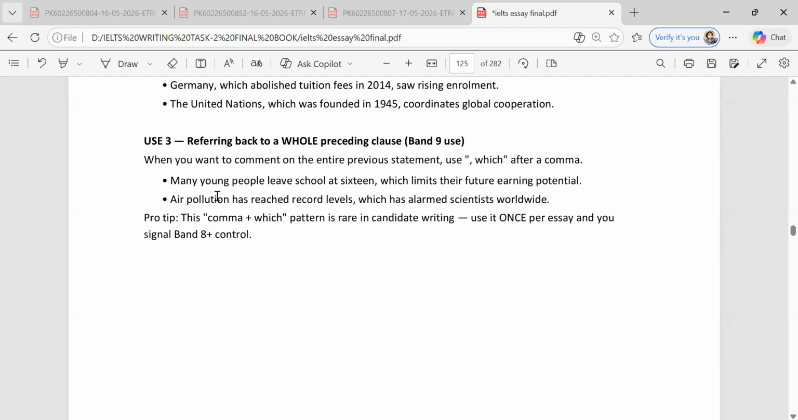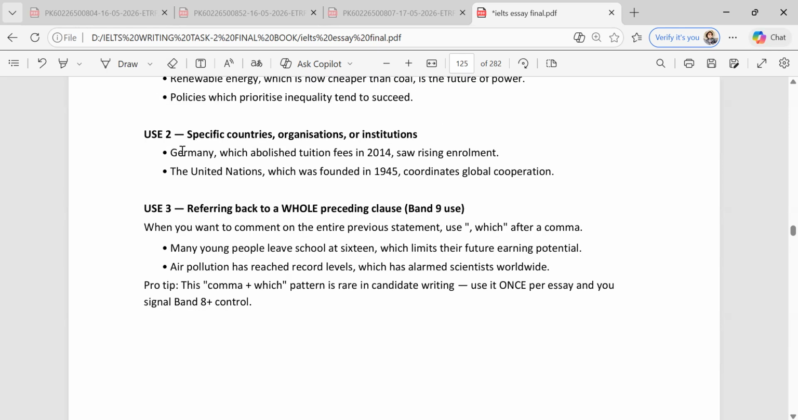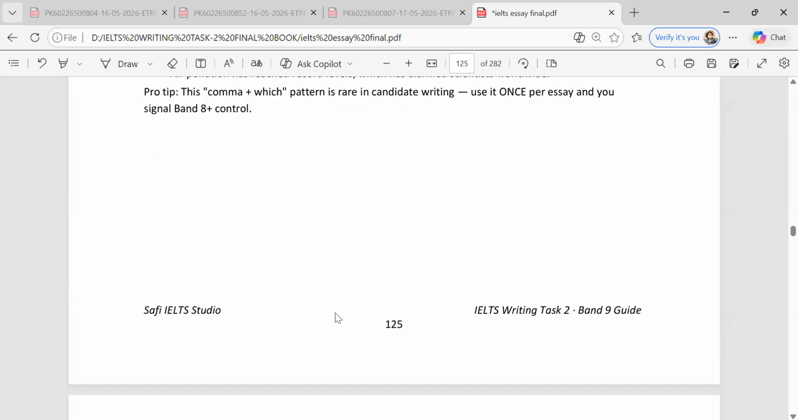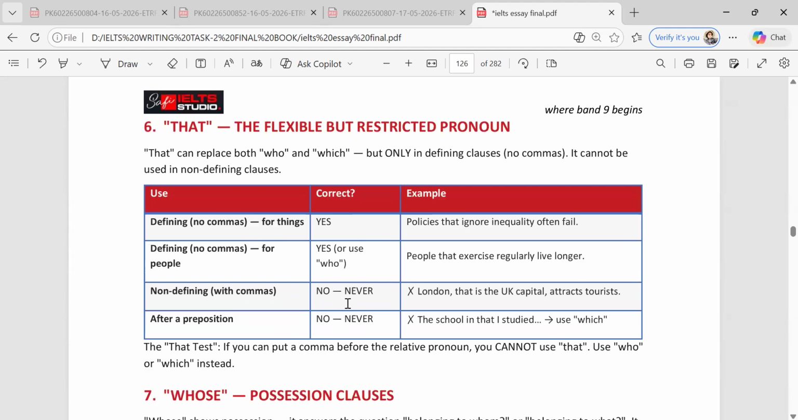This comma plus which pattern is rare in candidate writing. Use it once per essay and you signal band 8 plus control. Straight away your writing grammar portion gets a high band. So make sure you understand how to use all these three. But what is the difference between the first two and this one? The difference is that there we only modified a noun, and here we modified the complete, whole clause. Is that clear? Any questions so far?